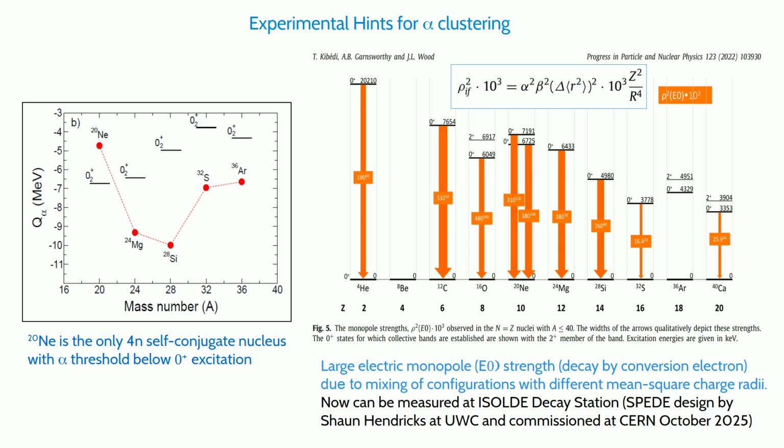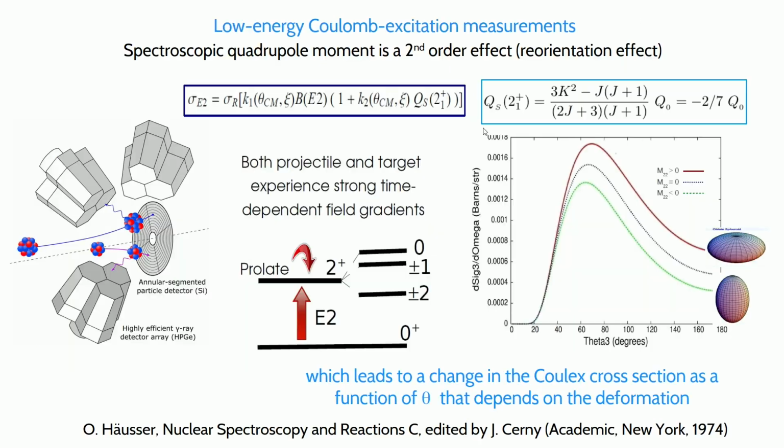As you can see here, for these self-conjugate nuclei, they have very large values of this rho square, which is linked to the mean square charge radii that Dean also mentioned before for different nuclei, and this is linked to the rho square E naught here. These large values are a sign of mixing of shape configurations, and this is normally associated with shape coexistence, and in this case with alpha clustering.